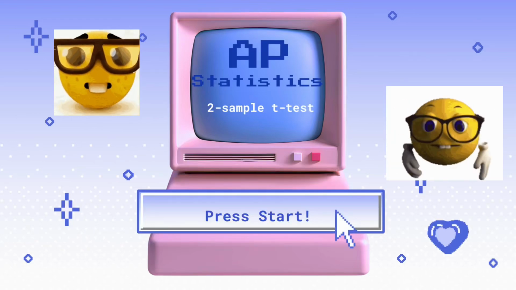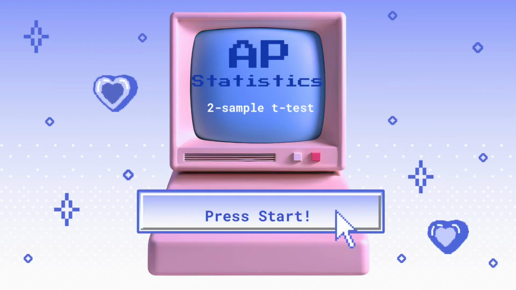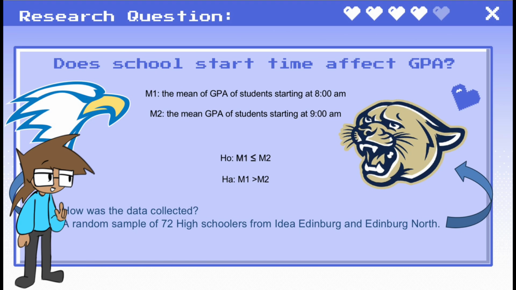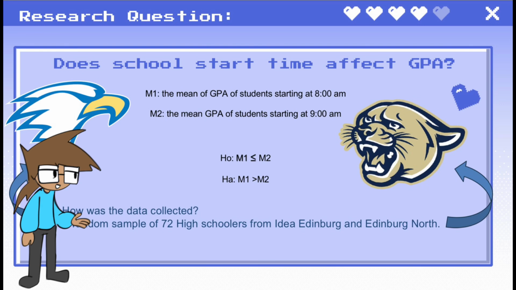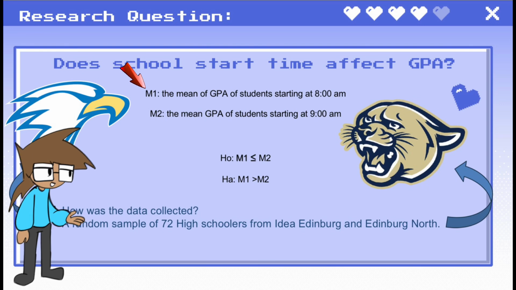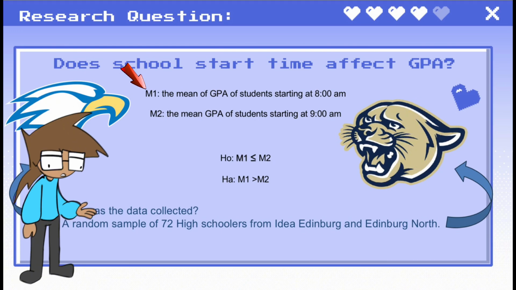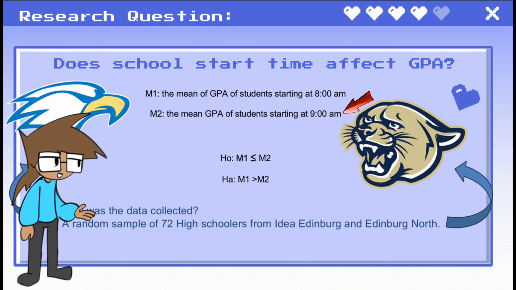My project for AP Stats is a 2-sample t-test. The research question is, does school start time affect GPA? So M1 is defined as the mean GPA of students starting at 8 a.m. And M2 is the mean GPA of students starting at 9 a.m.